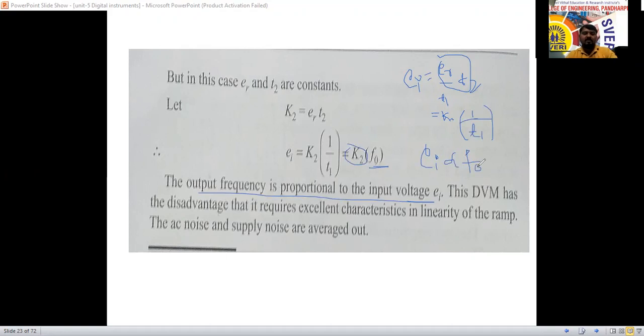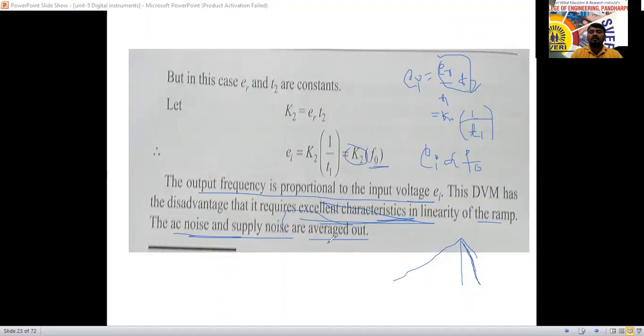It has a disadvantage: because the input varies linearly, the output should also vary linearly. But the discharging does not vary linearly; suddenly the discharging speed is very low. It requires excellent linearity characteristics of the ramp. The noises are present here, and the AC and supply noises are averaged out.